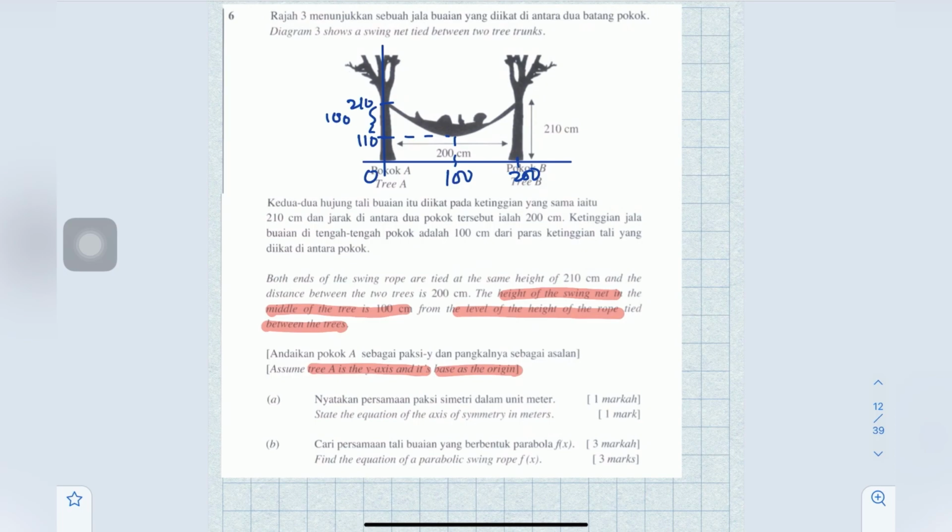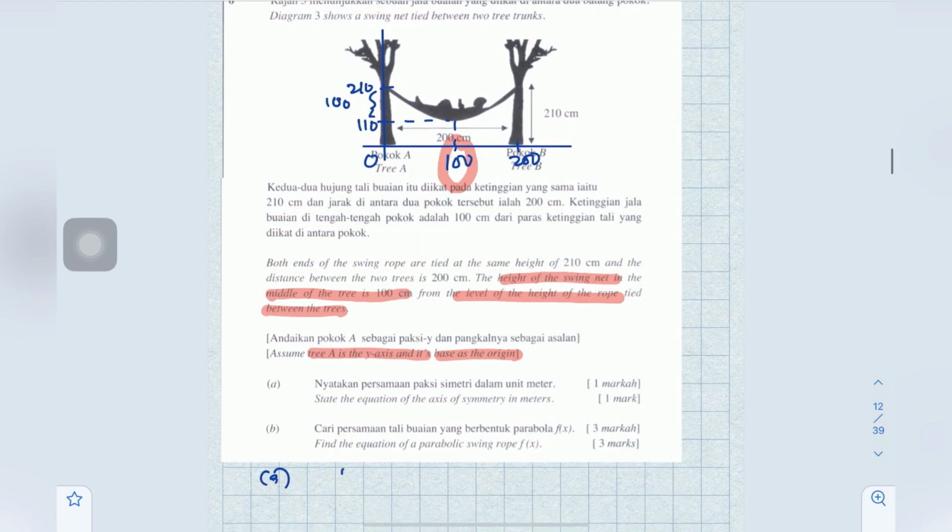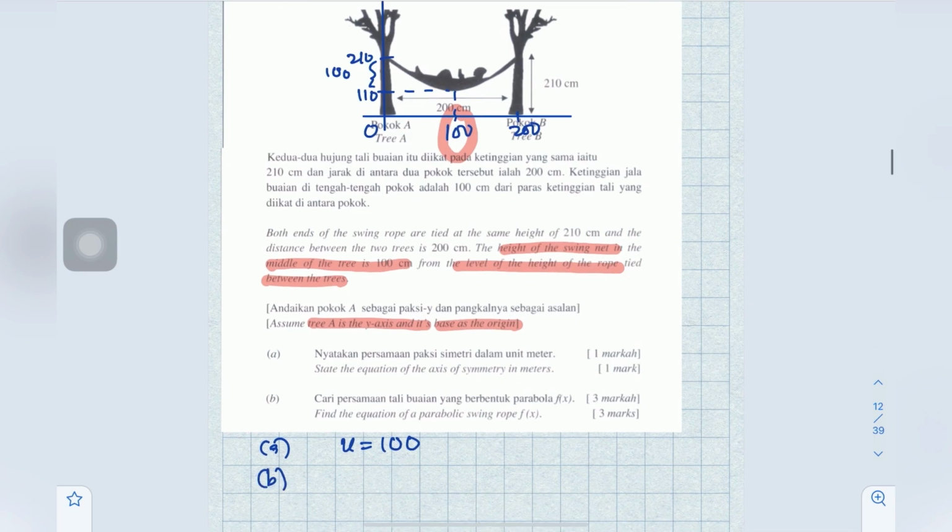For A, they say state the equation of the axis of symmetry in meters. The axis of symmetry is actually this one. So A, x equals 100. Okay, B. They say find the equation of the parabolic swing. The clue is parabolic, which means quadratic. So we have a quadratic equation in vertex form: f(x) equals a(x minus p) squared plus q.